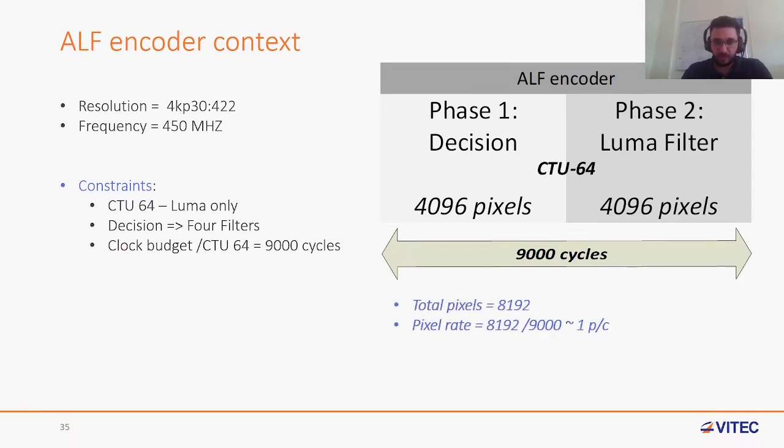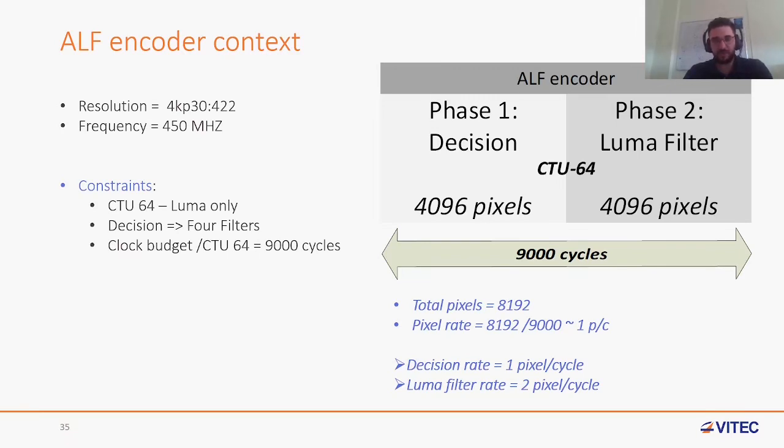Now, to compute the pixel rate level of the decision and Luma filter, we divide the area by the cycle budget. We find that for both phases, we could process 1 pixel every clock cycle and reach this encoding in real time. However, for security reasons, because processing 1 pixel per cycle is at the limit, we increased the pixel rate of the second phase to 2 pixels per cycle. Therefore, the decision should process 1 pixel every clock cycle, while the Luma filter will process 2 pixels every cycle.